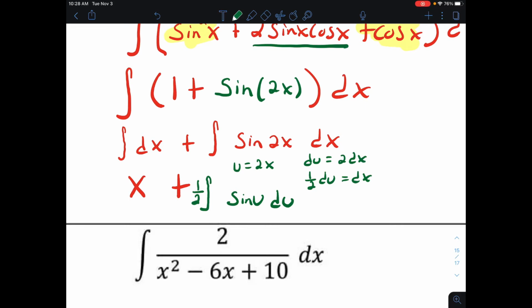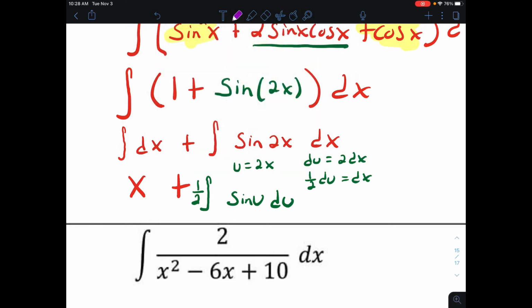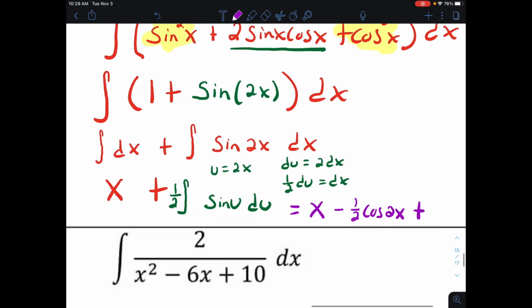And so we would continue on and say, okay, well, the antiderivative of sine of u is negative cosine of u, so I'd have negative 1/2 times cosine of u, but instead of u, I'm going to substitute the 2x back inside. And then we have plus our constant of integration plus c, and there's our antiderivative.